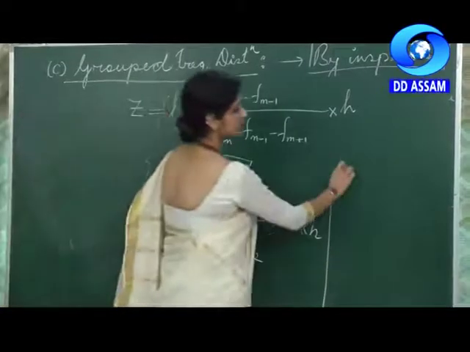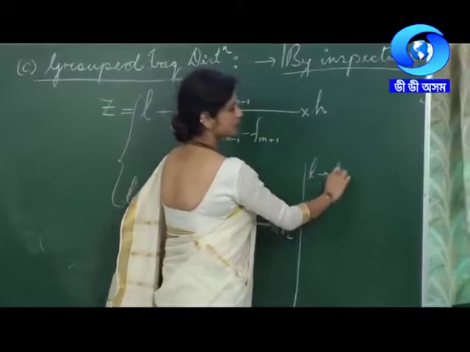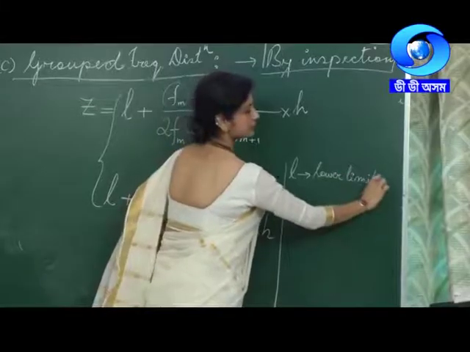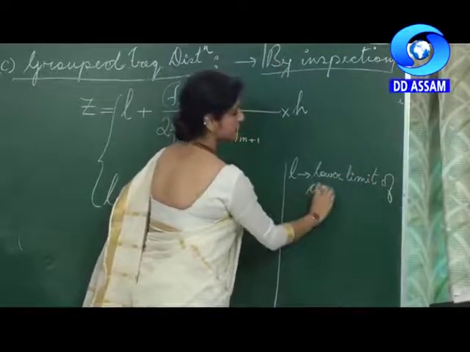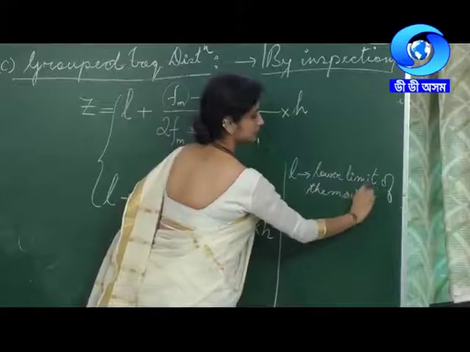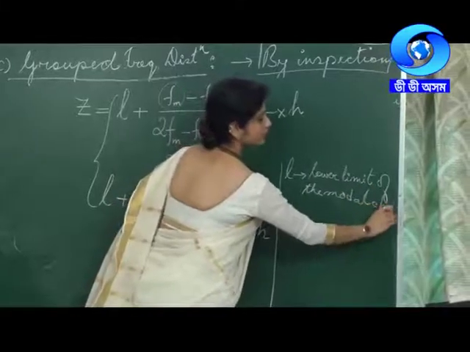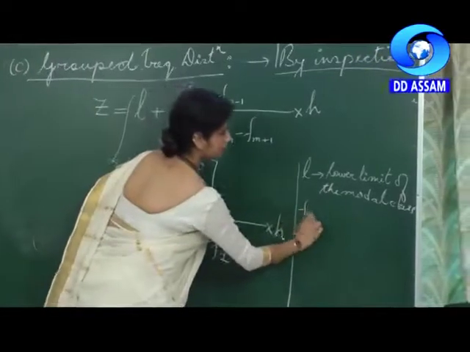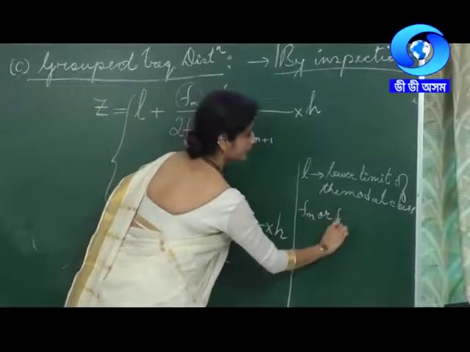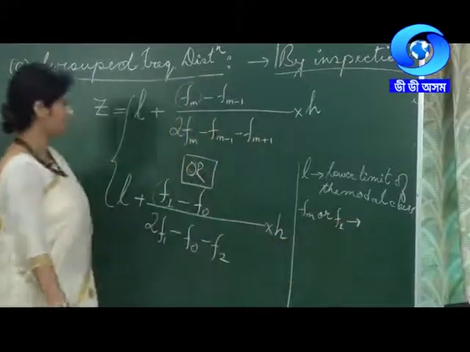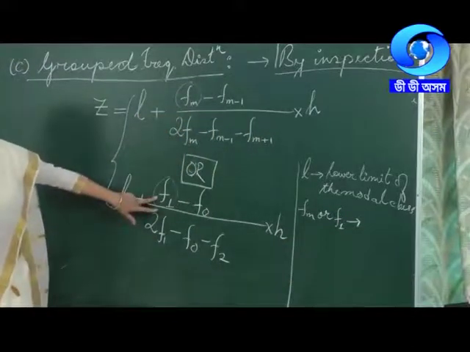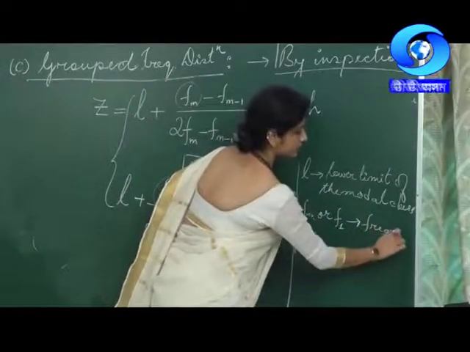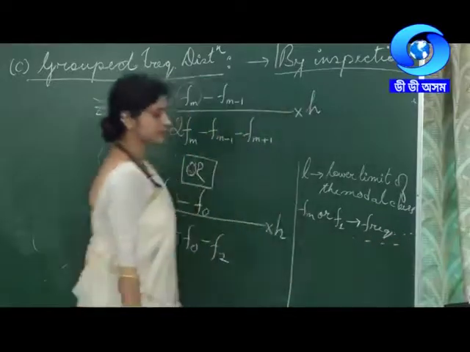L is nothing but the lower limit of the modal class. Fm or F1, whatever we call it, is the frequency of the modal class.